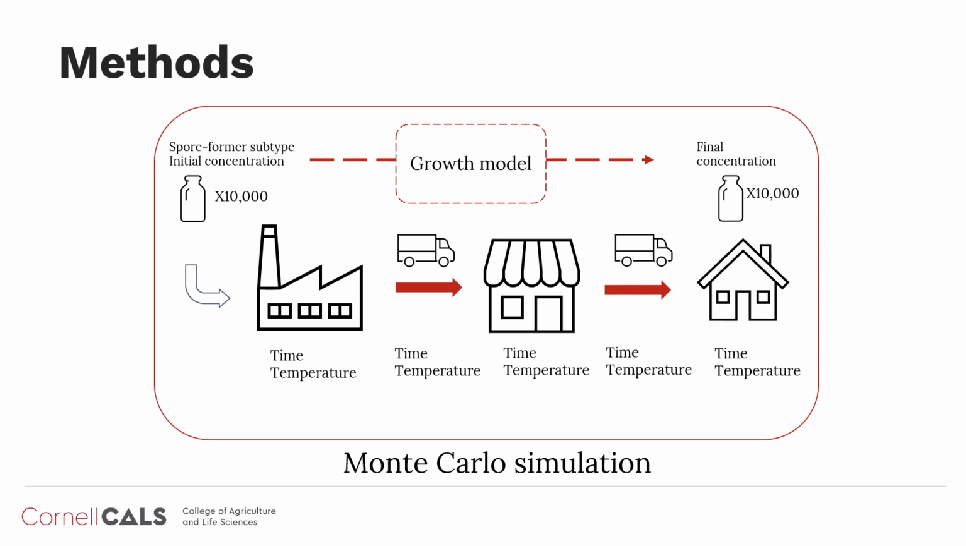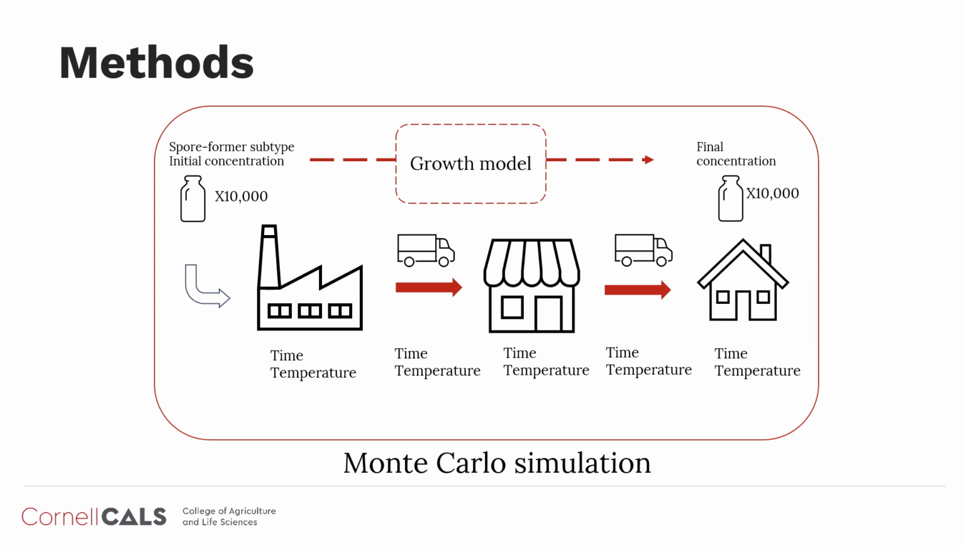For this simulation, we would need data such as the initial concentration of these psychrotolerant spore formers, as well as the specific subtypes of this spore former, which will allow us to model its growth parameters. Once we have these initial parameters, we also need time and temperature distribution across different supply chain stages. In this model, we have 5 stages, including facility storage, facility to retail transportation, retail storage, retail to home transportation, as well as home storage.